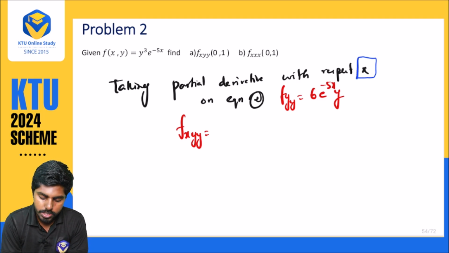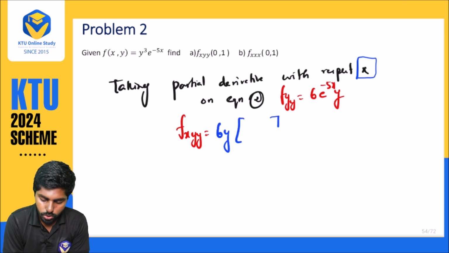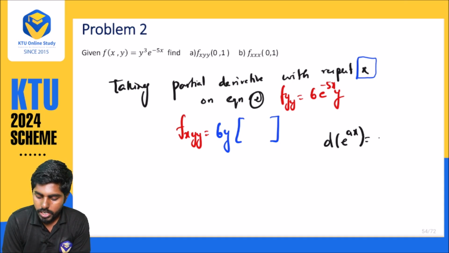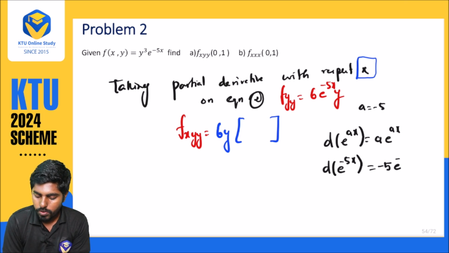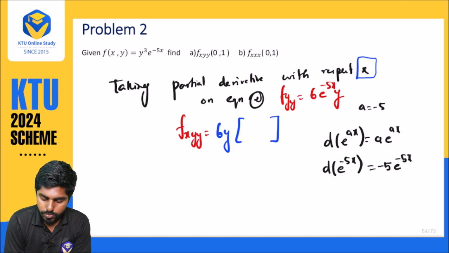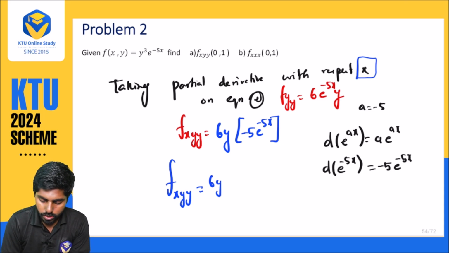When you are treating the other term as a constant, here 6y is a constant. The differentiation of e power of ax is a into e power of ax. Here a is the coefficient in e power of minus 5x, so a equals minus 5. So we will be getting minus 5 e power of minus 5x. So the differentiation value is minus 5 e power of minus 5x. So f of x y y is equal to minus 30y e power of minus 5x.